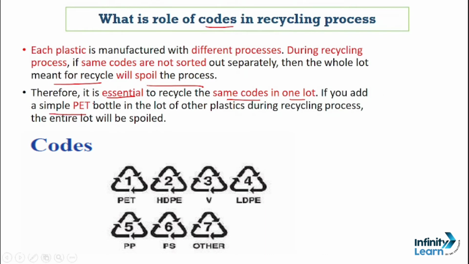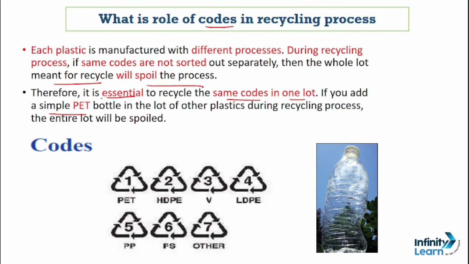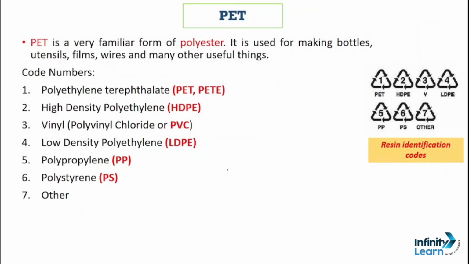This is your first form of plastic, which is made up of polyester. If a single-use bottle made of polyester is mixed with a lot of other plastics during the recycling process, then the entire lot will be spoiled. In short, they are saying that if you are recycling this plastic, then try to use the same category of codes in a lot.